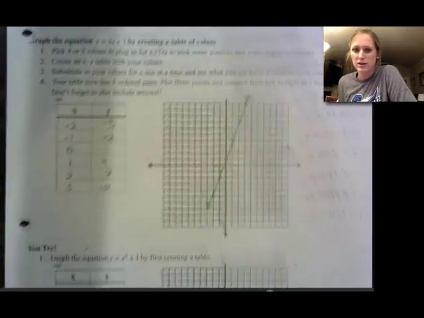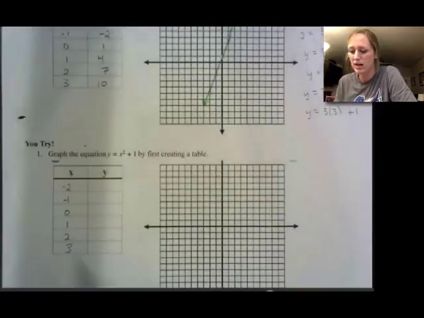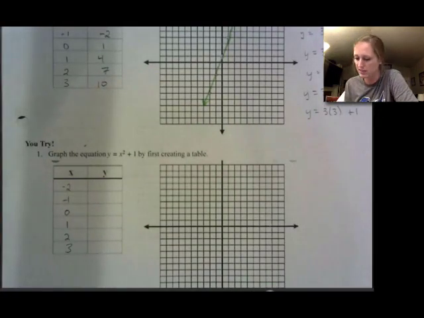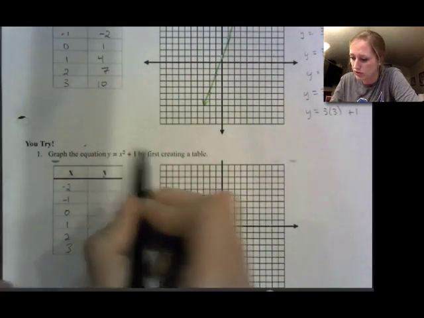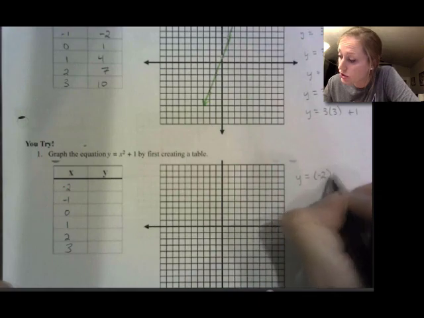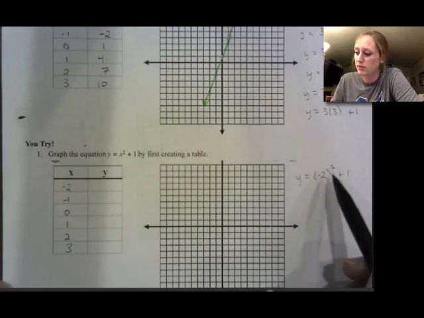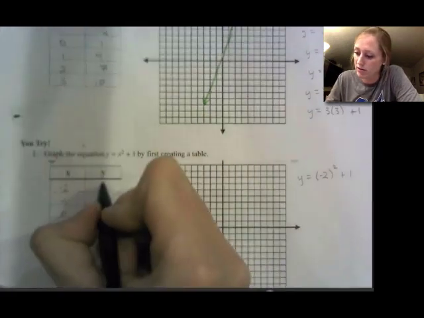Okay, next problem, we're gonna do exactly the same thing. I already picked some x's here. Again, I picked the same exact ones. And this is the equation that we are graphing. So this time we are plugging in negative 2, squaring it, and then adding 1. So negative 2 squared gives me 4, plus 1 is gonna give me 5.